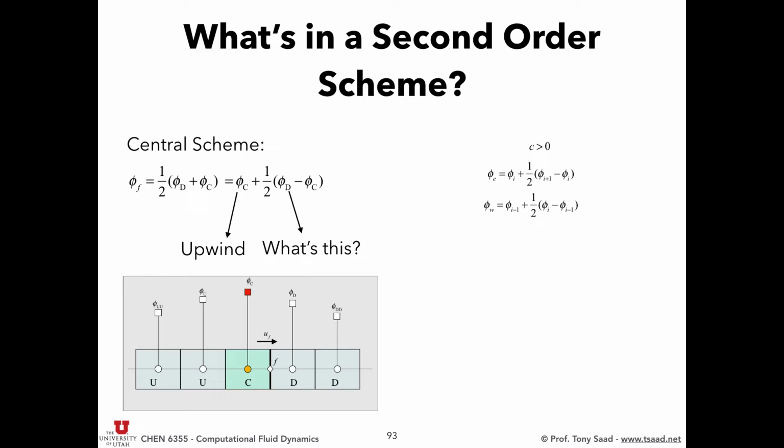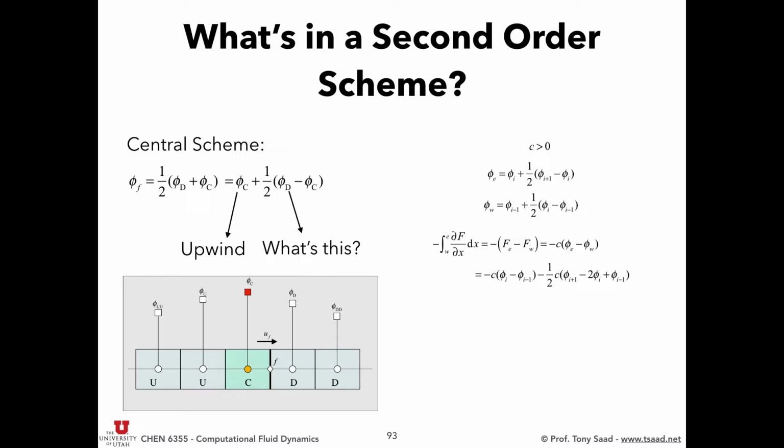Plus 1 over 2 phi downwind, which is phi I, minus phi upwind, phi I minus 1. Okay, so I'm putting those values here, and I'm going to put them in the total flux, and the net, the integral of the divergence of the flux, to see what this term is going to give us. Okay? So you plug that into the integral of the flux, you get flux east minus flux west, which with a constant velocity, you get minus c phi east minus phi west.